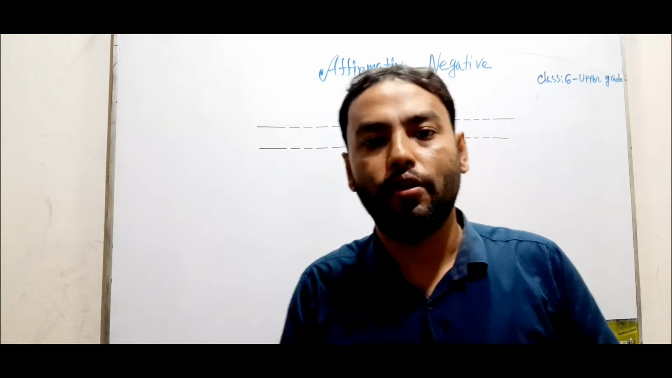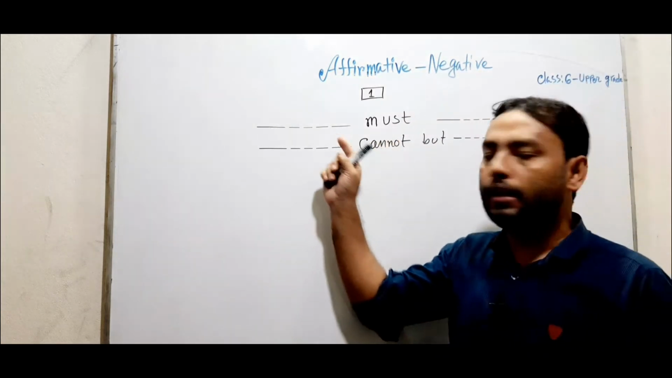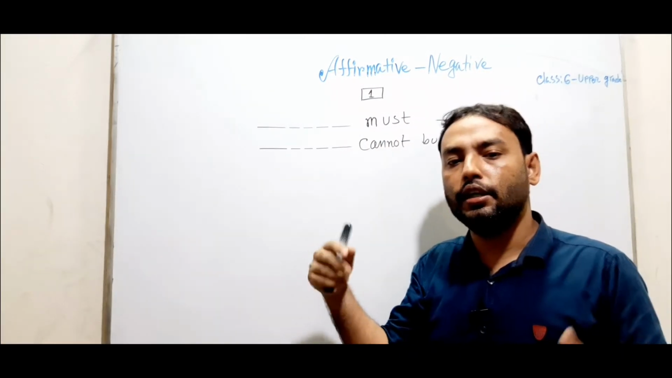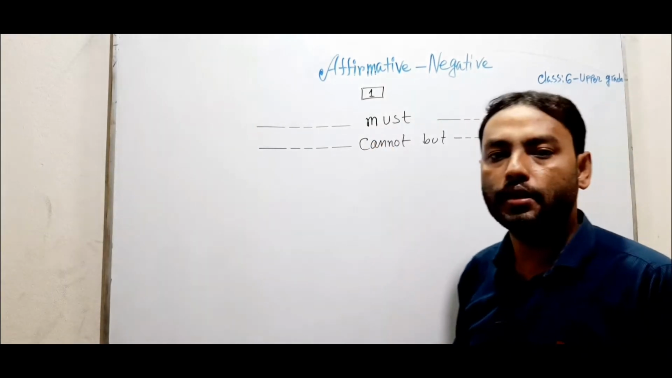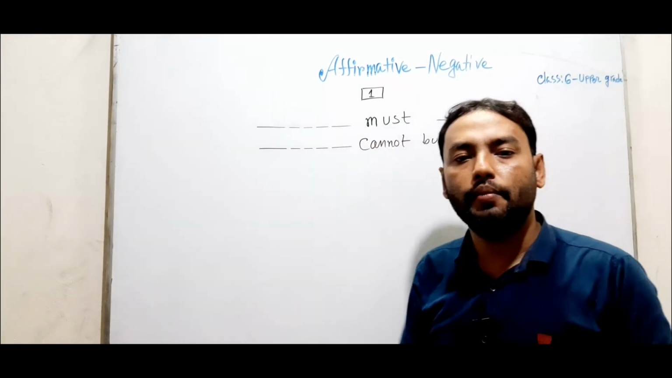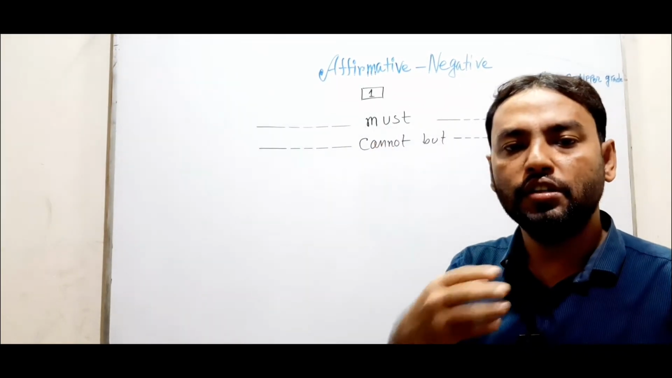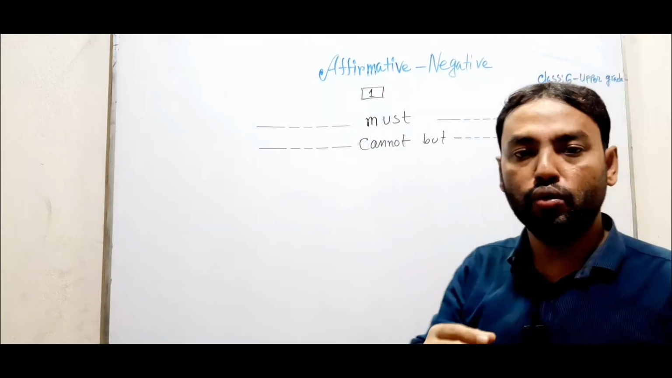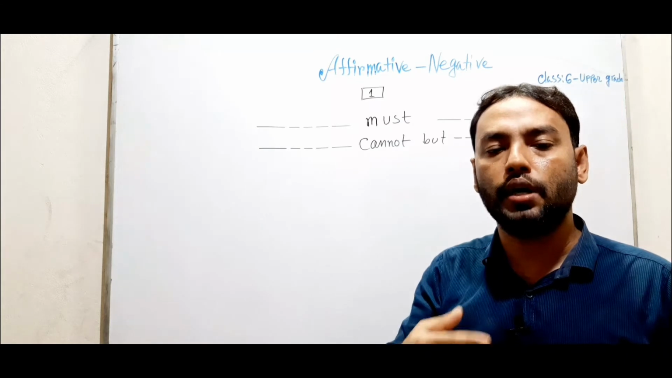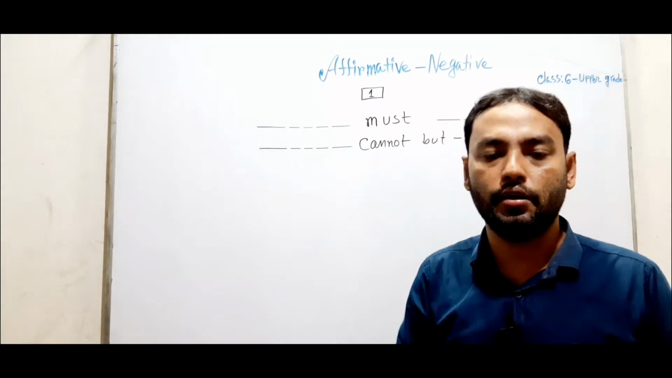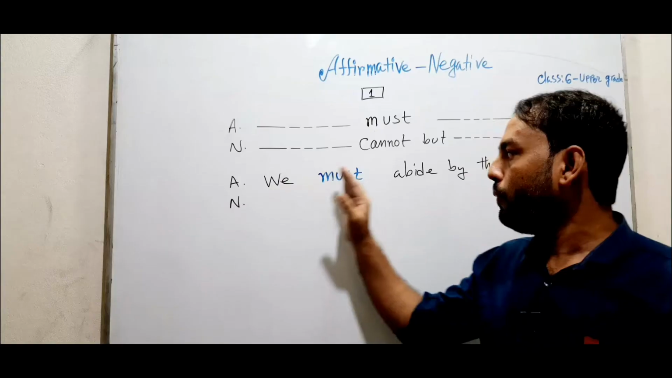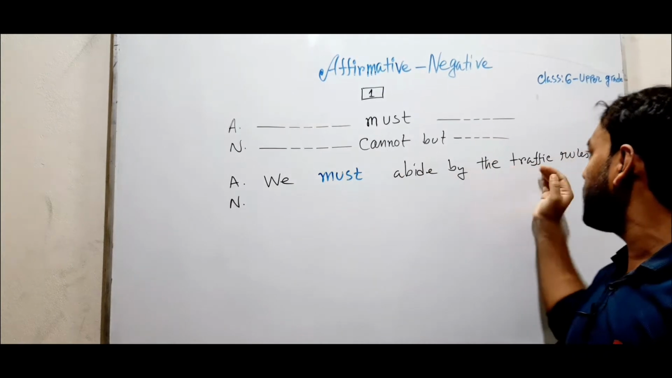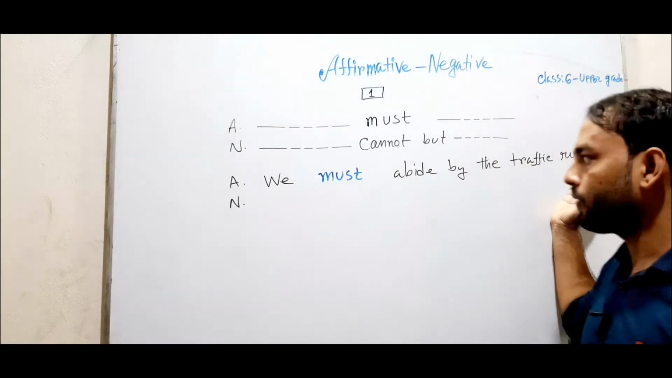Rule number 1. Here in a sentence you will find must. If you find must, instead of must, you will write cannot but. Don't write must, you will have to write only cannot but. For example, we must abide by the traffic rules.